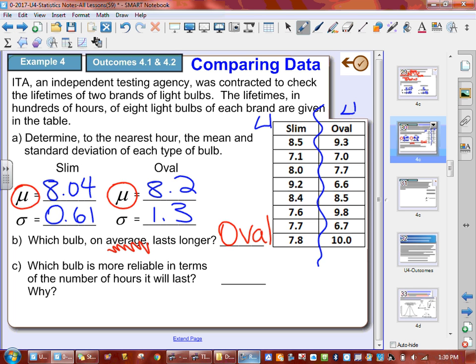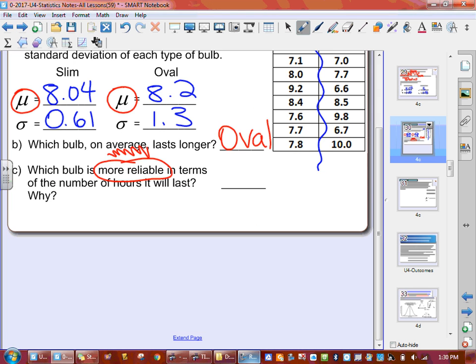Then it says, which bulb is more reliable? So when we talk about reliability or consistency, reliability or consistency is standard deviation. The smaller the number, the more reliable and consistent it is. So who's smaller? Slim is.